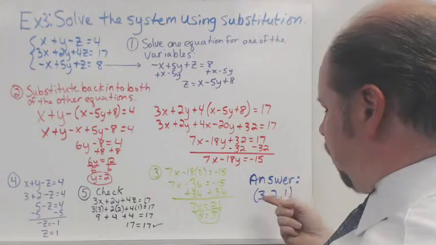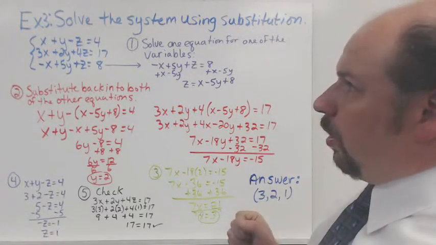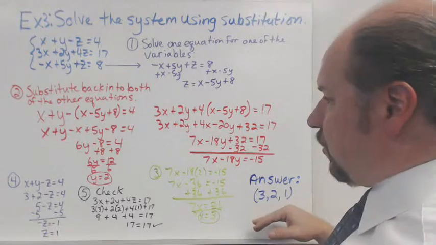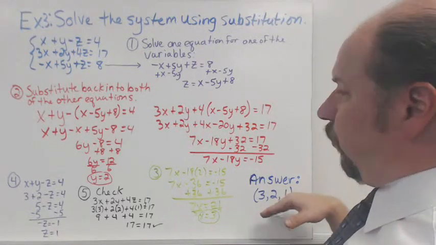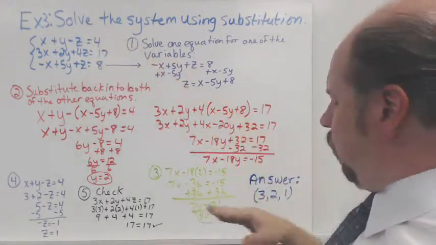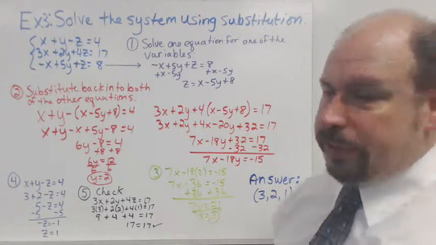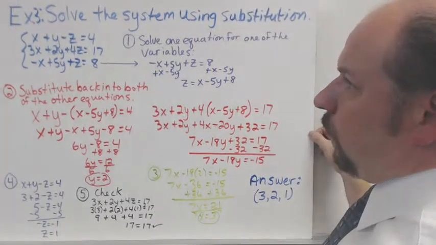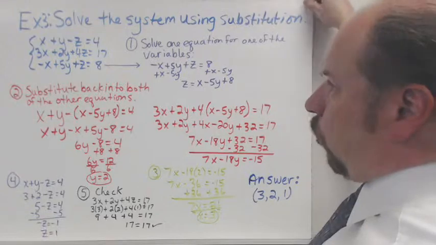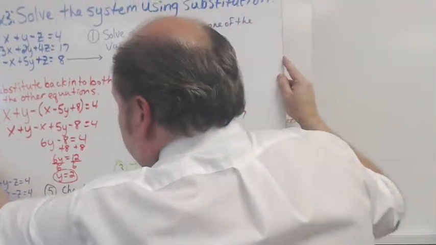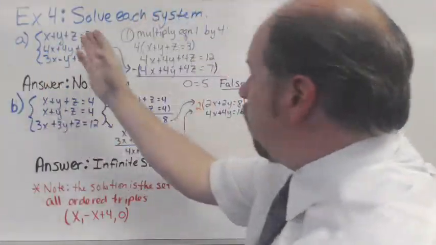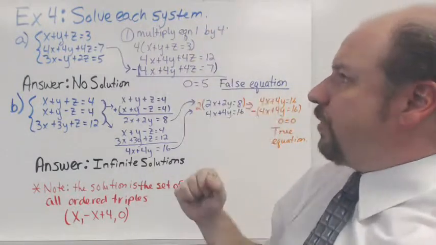So our answer is 3, 2, 1. And remember, this is just a point in space. So all three of our planes here intersect at this one point in space. Okay, a couple more to take a look at here. So example 4, solve each system.